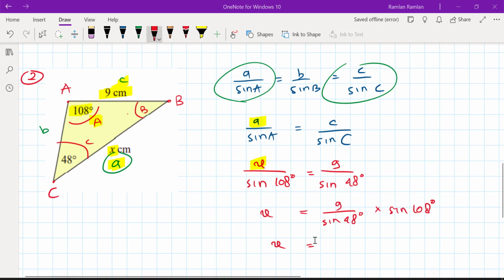If I multiply both sides by sine 108, then the x value will be equal to 11.51795498, or with 3 significant figures, just 11.5. Yeah, that's it.